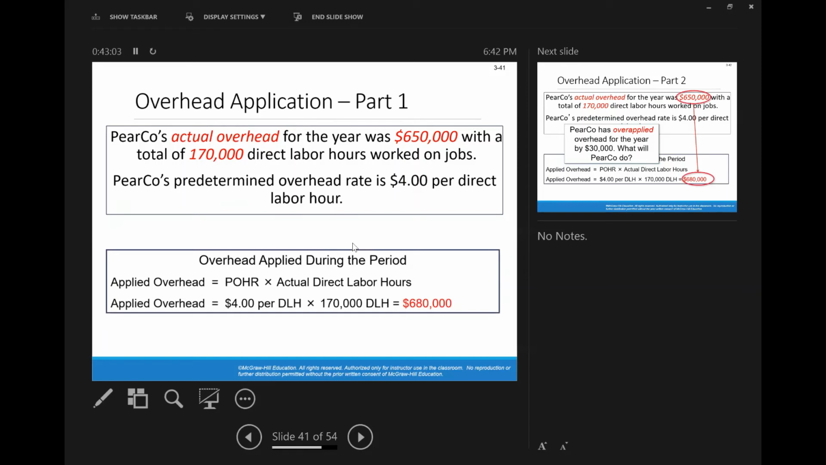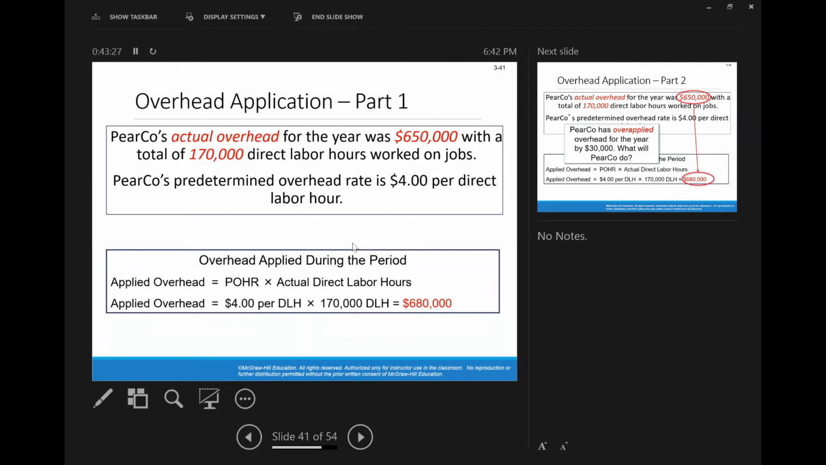All right, so we're going to look at this and compare. Pair Companies' actual overhead for the year was $650,000, and we had a total of 170,000 direct labor hours worked on the job. Remember, we need that activity base to know how to calculate it. The predetermined rate is $4 per direct labor hour.